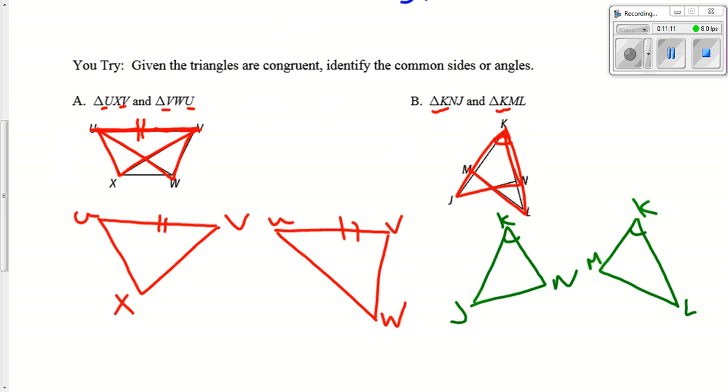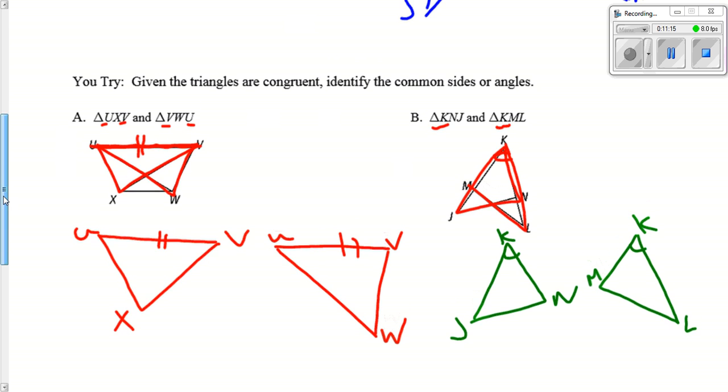All right, we are all done for today. We'll be working on overlapping triangles and doing proofs with overlapping triangles in class.